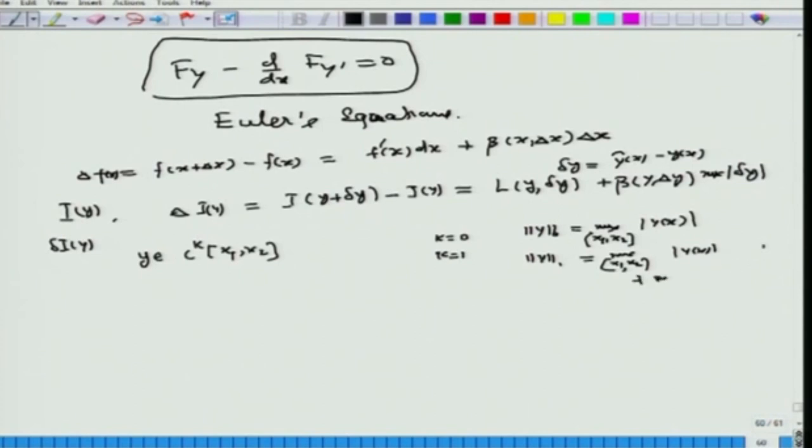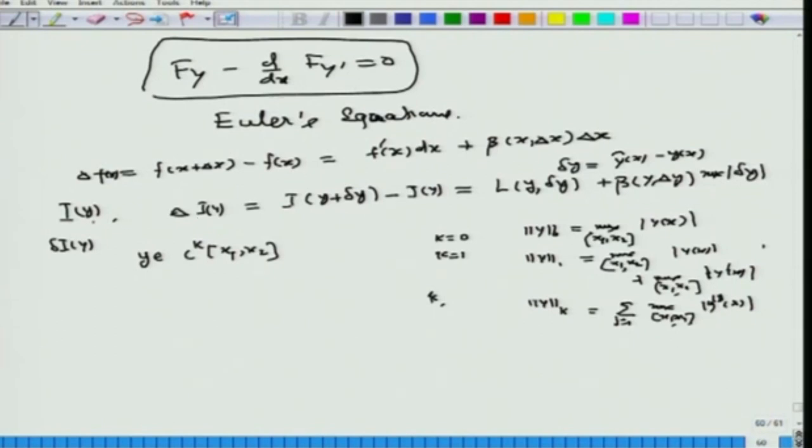plus the maximum over x 1 to x 2 of y prime x. Similarly for any general k, we take the C k norm as the summation of the maximum over x 1 to x 2 of the jth derivative of y x like this. So, here we take the 0th norm, that is this maximum here.